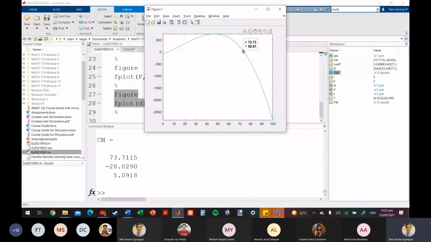Nagpipeak talaga siya sa P equals somewhere between 70 and 80. Yung isa pa niyang root ay nasa 5, so yeah, 5 point something. So nandito siya sa area na yon. So it seems that the calculations are pretty accurate.